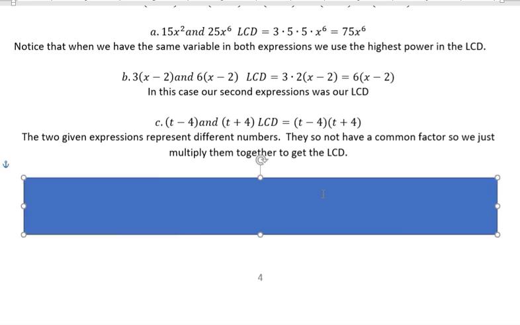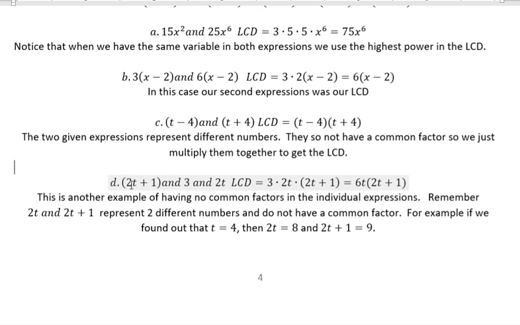And the last one, we had 2t plus 1, 3, and 2t. And the LCD here is 3. We usually put our numbers in the front. So I'm showing you that tradition, and then any standalone variables, and then binomials. That's how we usually write that. And so we have the 3, we have a 2t, which is a totally different number than 3, and then we have 2t plus 1, which is different than all of them. And so if I just multiply all those together, I get 6t times 2t plus 1.